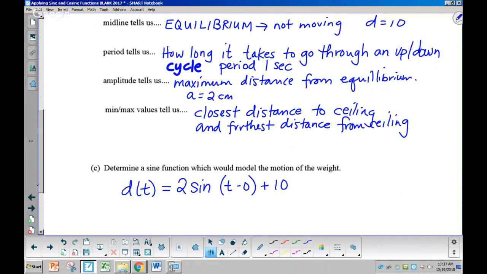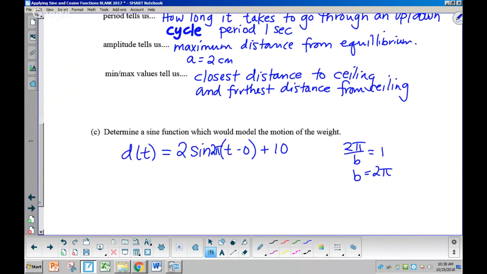So how do we calculate what b is? We know the period is 1. So we say 2 pi over b is equal to 1. So this would be b equals 2 pi. So we put it right there. 2 pi goes right in there. Okay, and then I could ask you questions like, when is the weight 11 centimeters from the right? And you would set y equal to 11, and you'd see where they intersect.